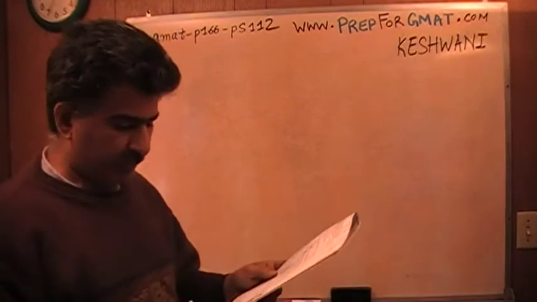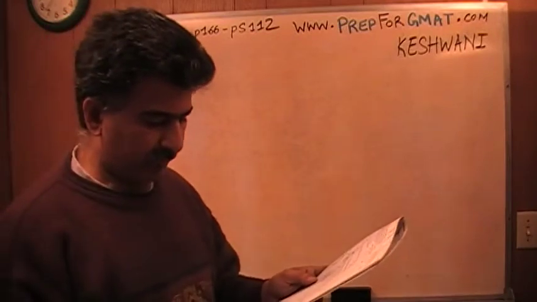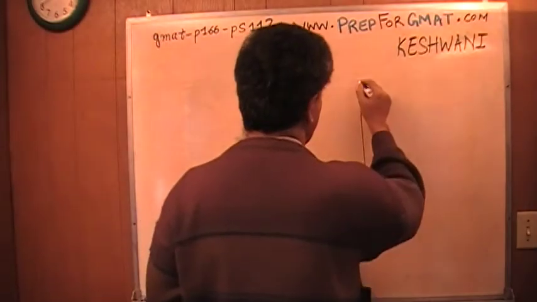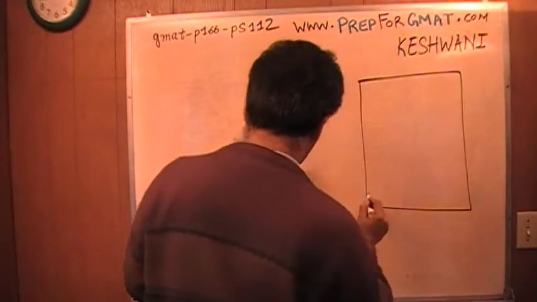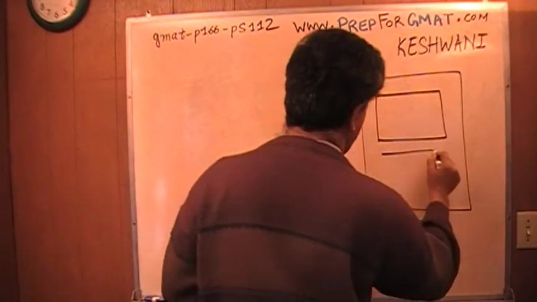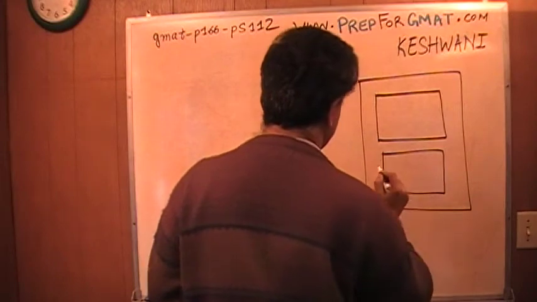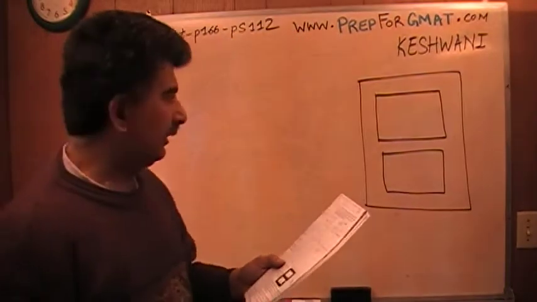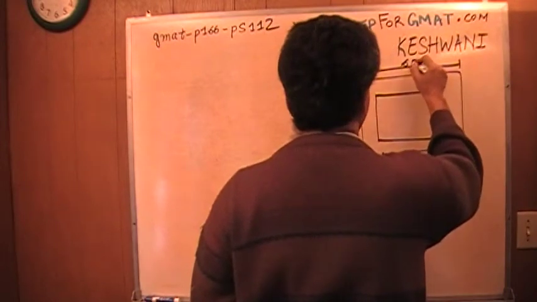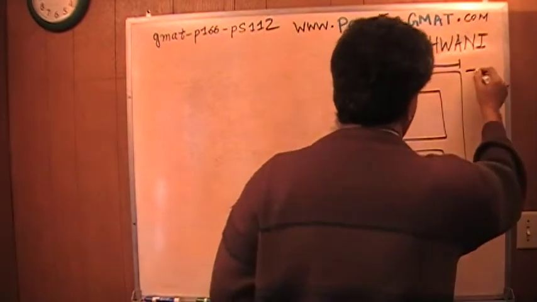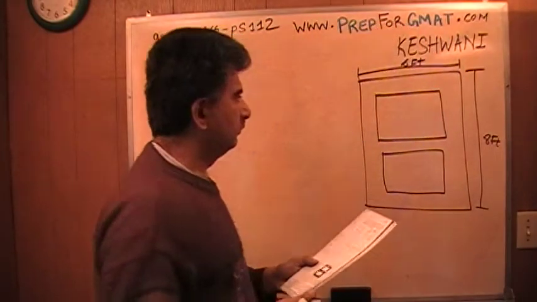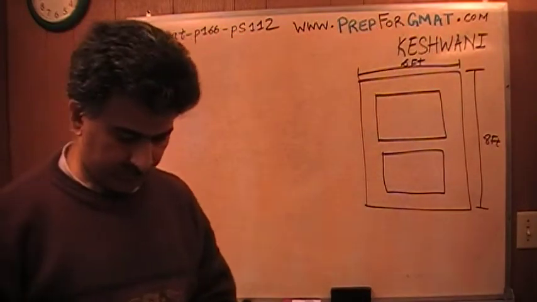It says the front of a 6 by 8 rectangular door has a brass rectangular trim. So here's my door. I know that from here to here is 6 feet. From top to bottom, I'm told is 8 feet. And if you don't like the feet, you could change it into meters, I don't care.